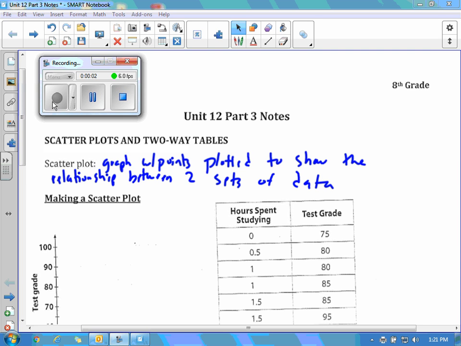In Unit 12, Part 3, we're talking about two more types of data, like scatter plots and two-way tables. Scatter plots you've done before, and they're very similar to stuff we've done this year. Two-way tables might be new. So a scatter plot is a graph with points that show the relationship between two sets of data.